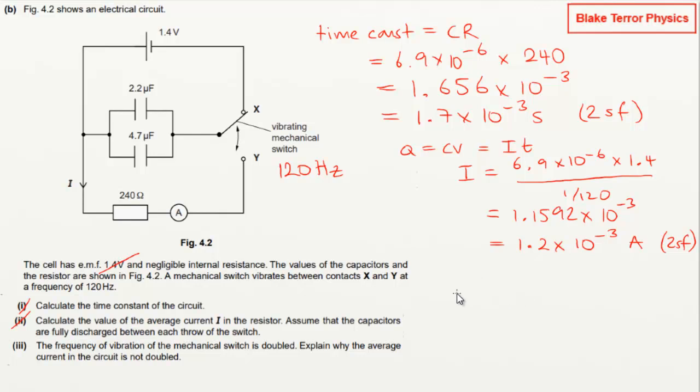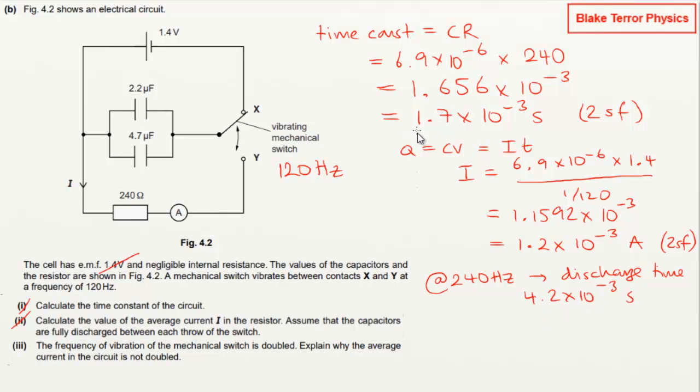The frequency of vibration of the mechanical switch is doubled. Explain why the average current in the circuit is not doubled. Right, so if we've gone to 240 hertz, then how long are we going to have to discharge? That means that our discharge time is going to be equal to 1 over 240, which is 4.2 times 10 to the minus 3 seconds.